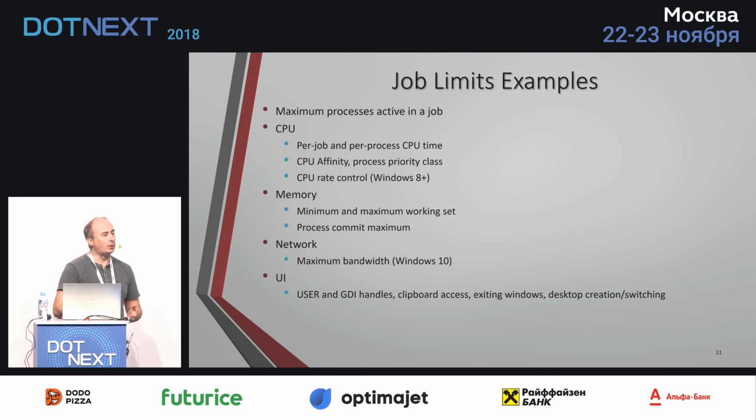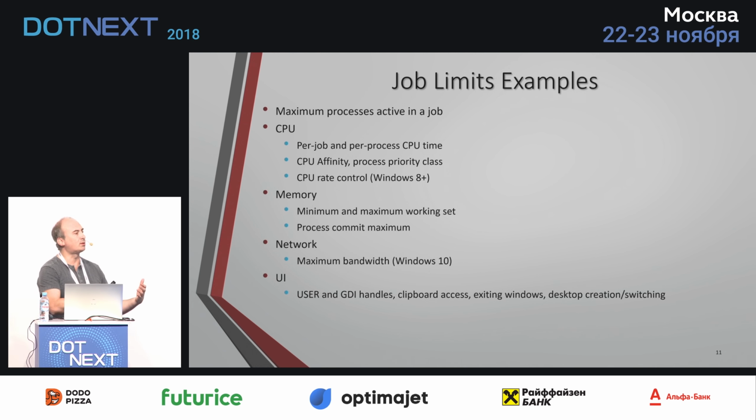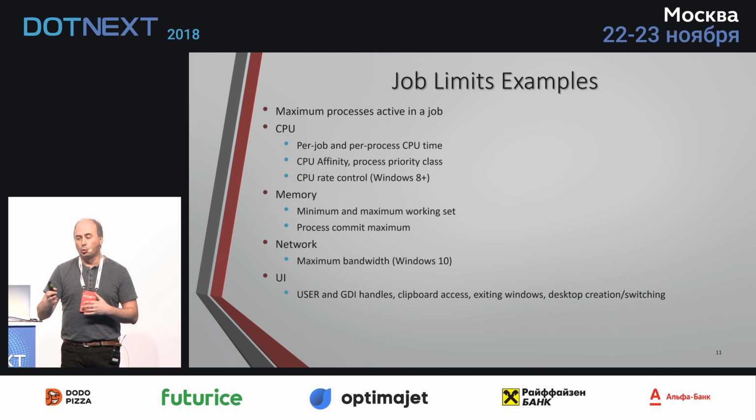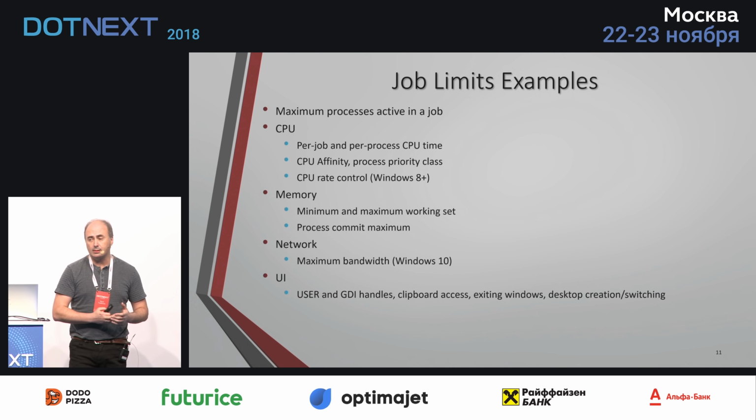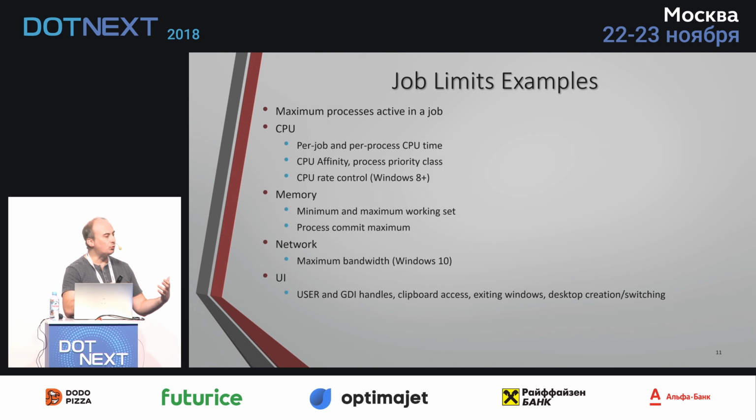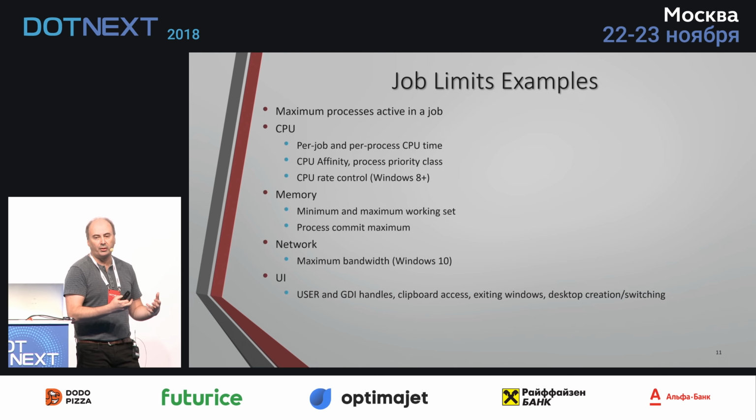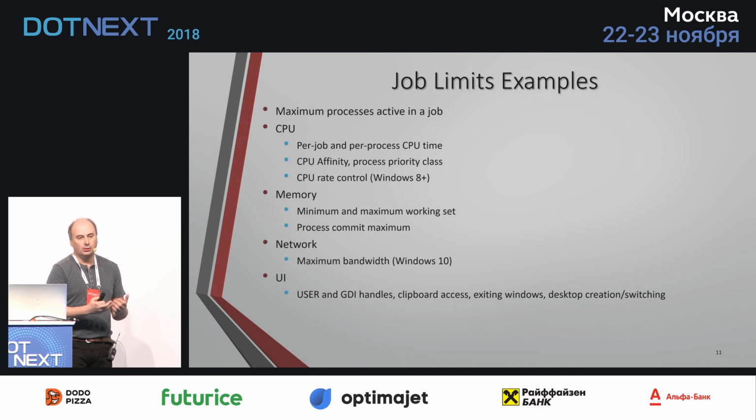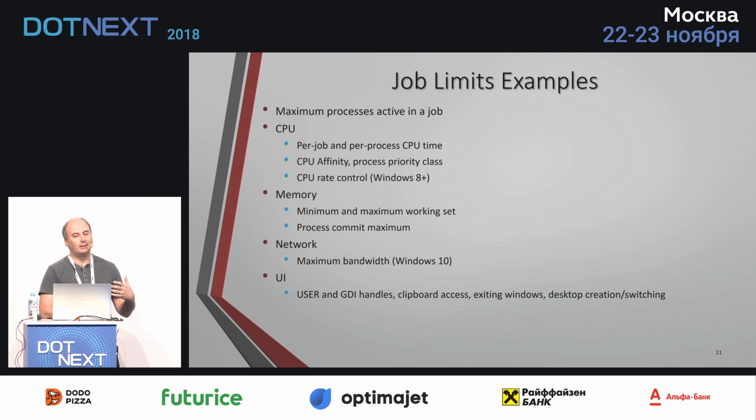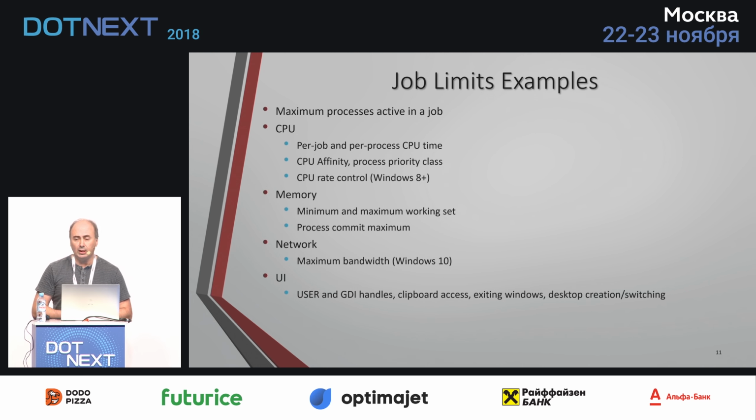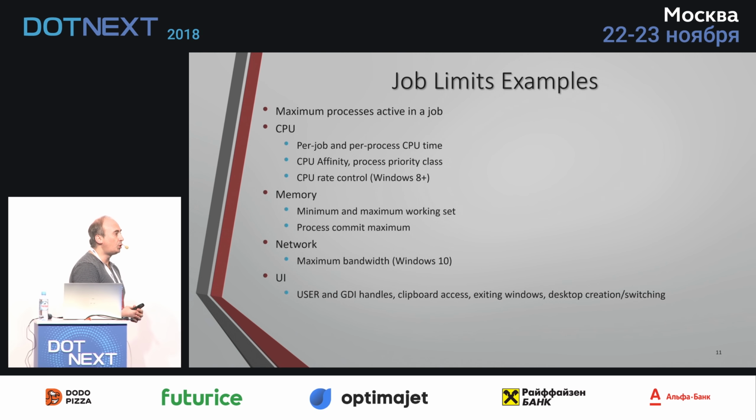There's stuff about memory, how much memory you allow the processes to consume. Talking about physical memory, it's called working set in Windows parlance, and actual commit size, so how much you are allowed to consume, whether that's currently in RAM or maybe paged out. Again, there's no easy way to do that with other mechanisms. You can also limit the maximum bandwidth a job consumes.